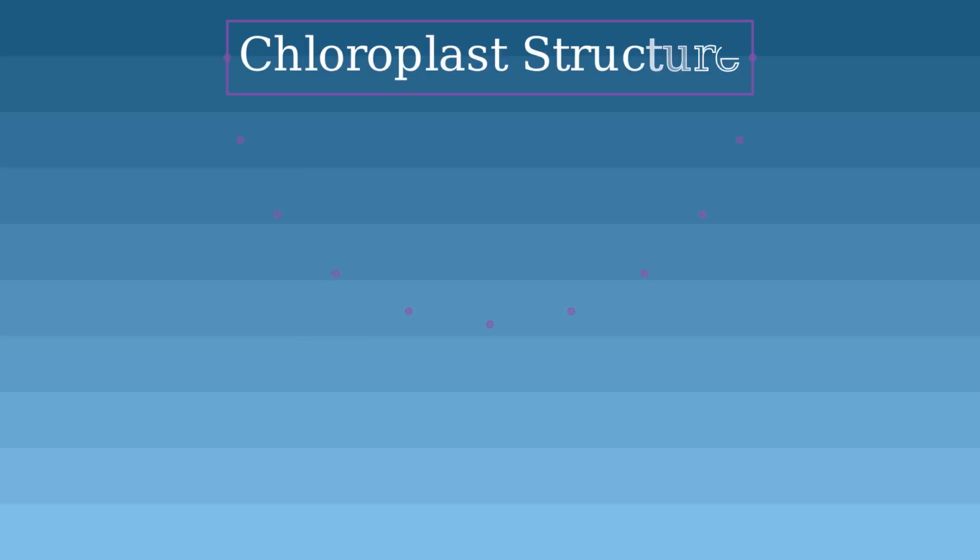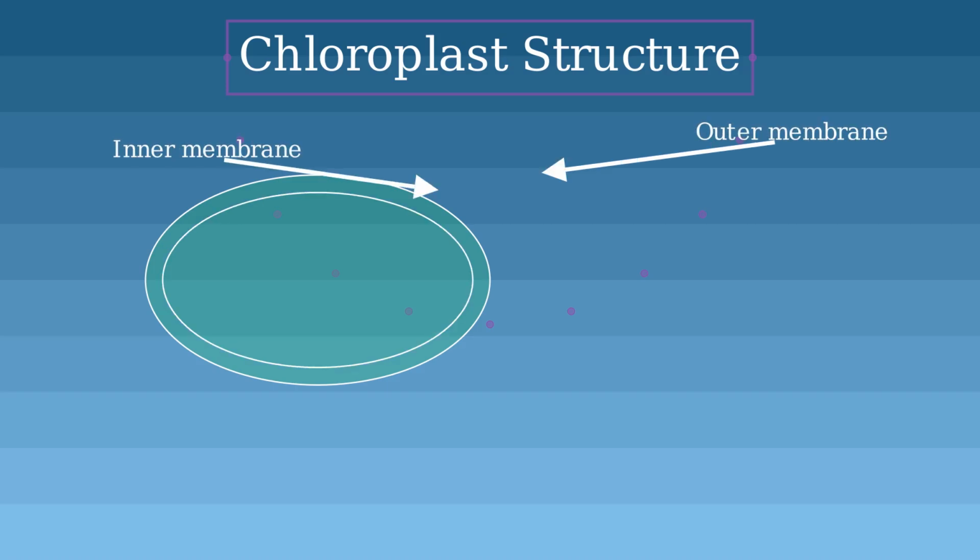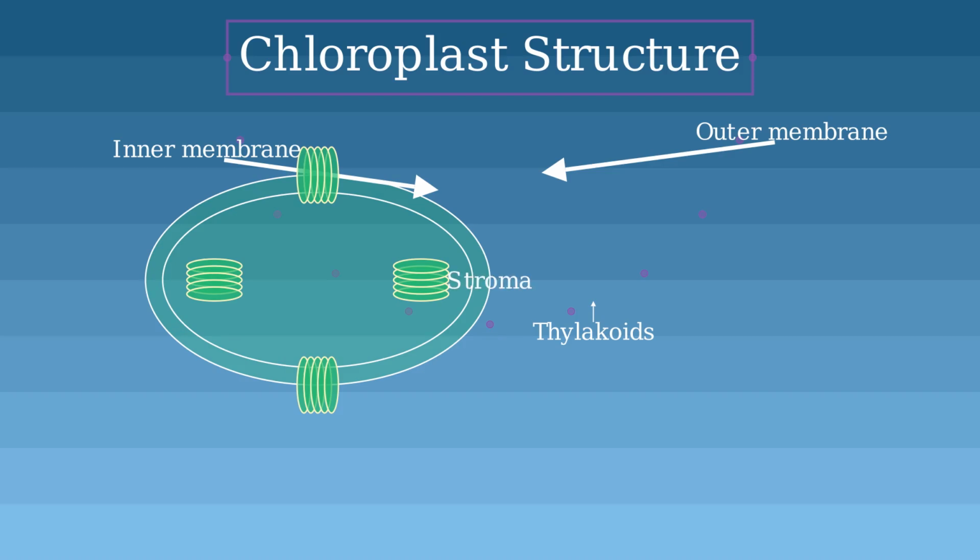Chloroplasts have a complex structure optimized for their role in photosynthesis. Like mitochondria, chloroplasts have a double membrane structure with an outer and inner membrane. Inside the chloroplast are membrane structures called thylakoids, often arranged in stacks. These contain chlorophyll, the green pigment that captures light energy. The fluid-filled interior of the chloroplast is called the stroma, where the dark reactions of photosynthesis take place. Chloroplasts have several key features that enable their function in photosynthesis.